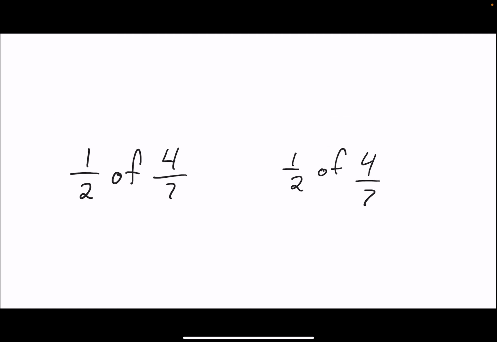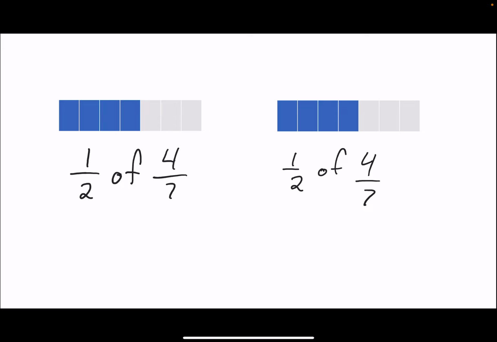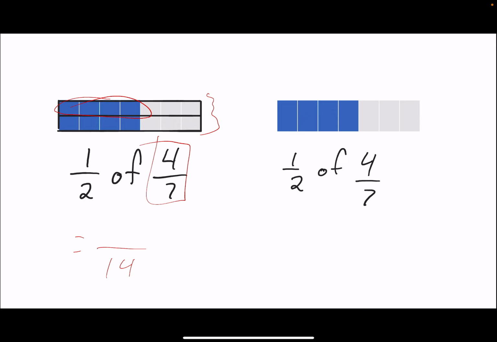Okay, so looking at it visually in a different way. I have two different ways of doing the same problem. I'm going to take a half of 4/7. So the first way, exactly the same way. And now I have a denominator of 14 because I have 14 pieces. And now I'm only going to look at this part here. And so I'm going to take a half of this 4/7, and so that is going to be 4.